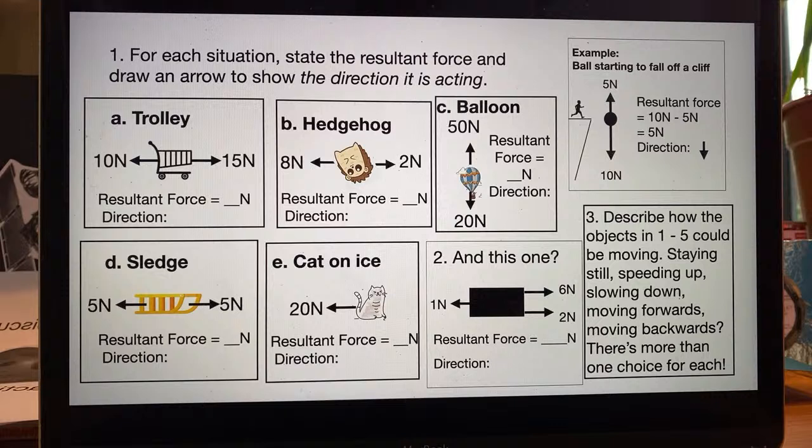Describe how the objects could be moving. Could they be staying still, speeding up, slowing down, moving forwards, moving backwards? There's more than one choice for each. Hopefully that will bend your brain a little bit.